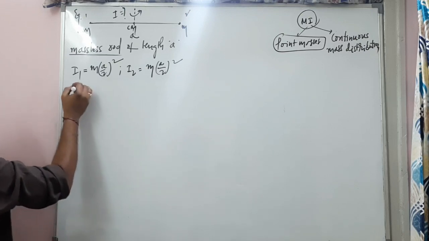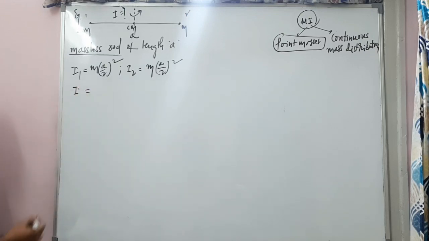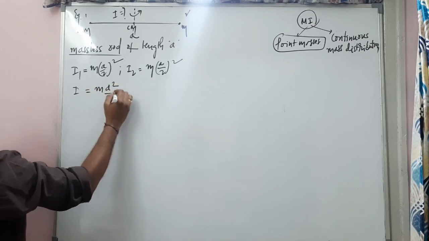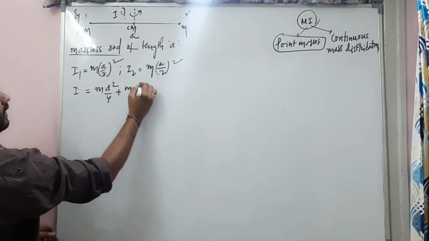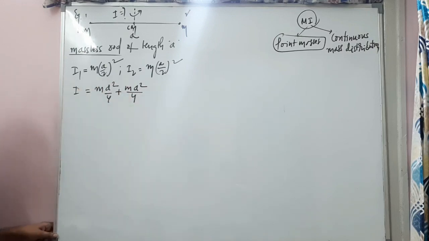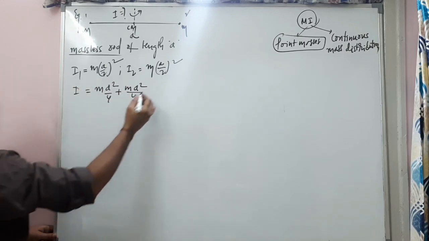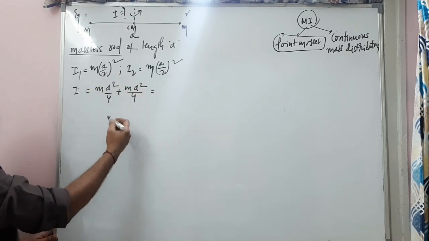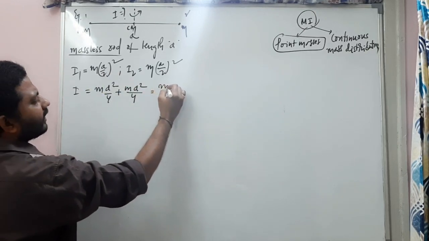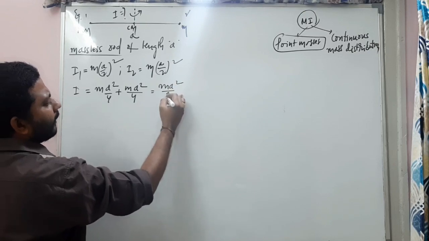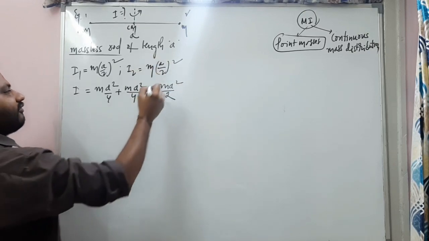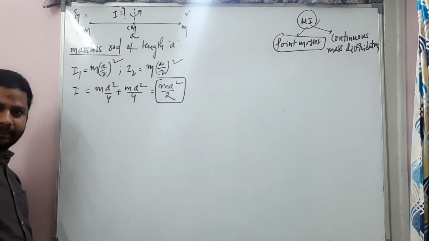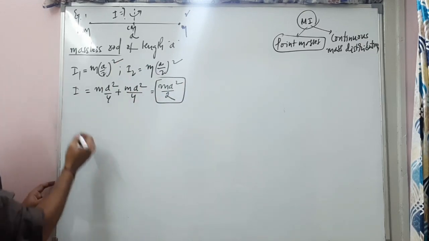Right? So we need the total moment of inertia of the system. So M A square by 4 plus M A square by 4. Right? So what is this? It's 2 M A square by 4, and if 2 and 4 get cancelled in the denominator, there will be M A square by 2. That's it. So this is the final answer for the moment of inertia of the system. Let's look at the next question.